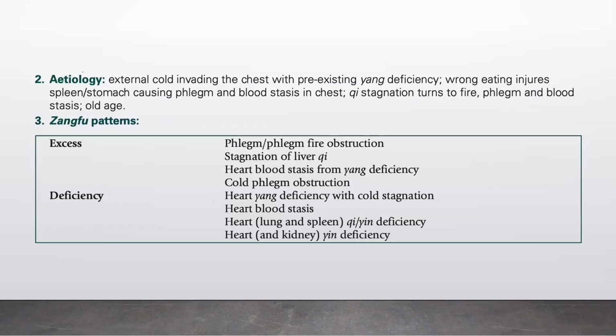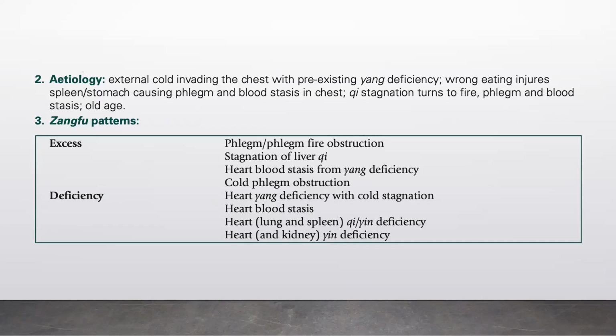Etiology in TCM: external cold invading the chest with pre-existing yang deficiency, wrong eating, injuring the spleen and stomach, causing phlegm and blood stasis in the chest, qi stagnation turning to fire, phlegm, and blood stasis, and old age.